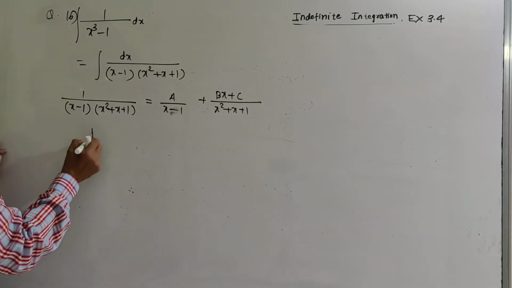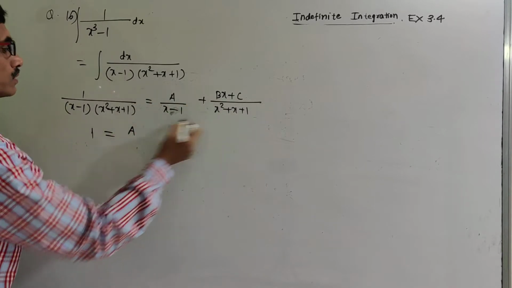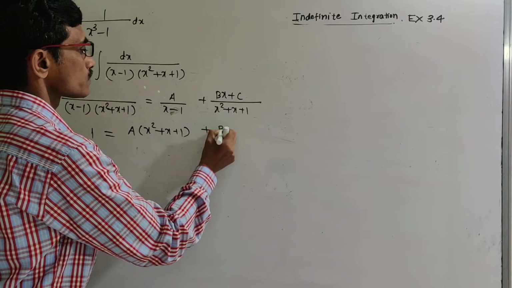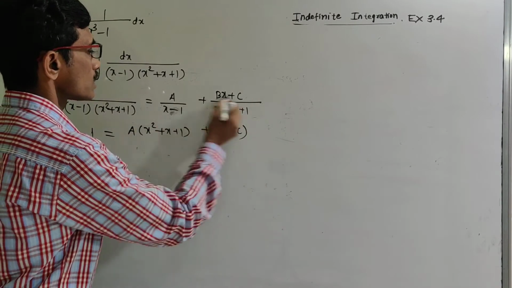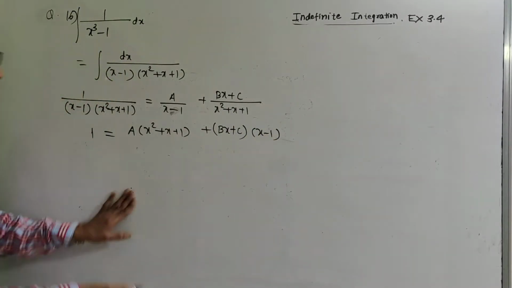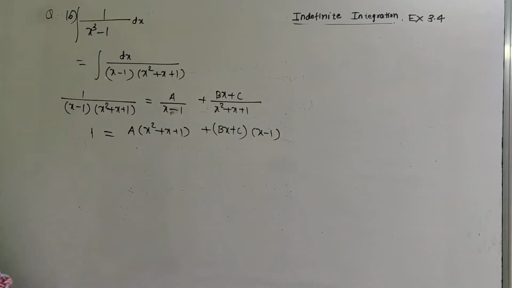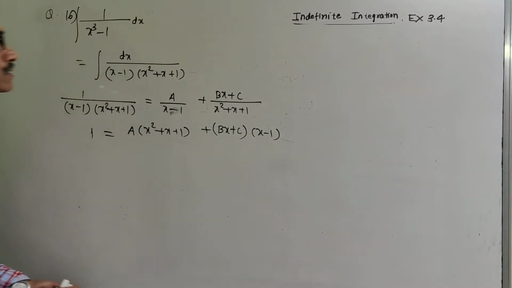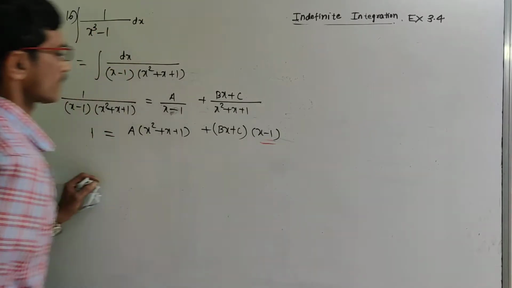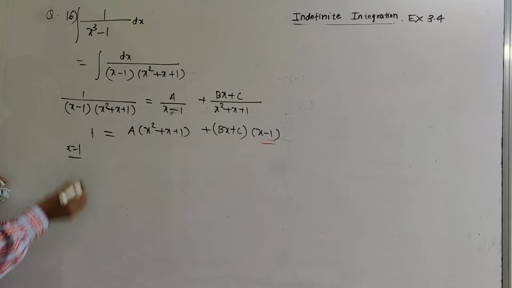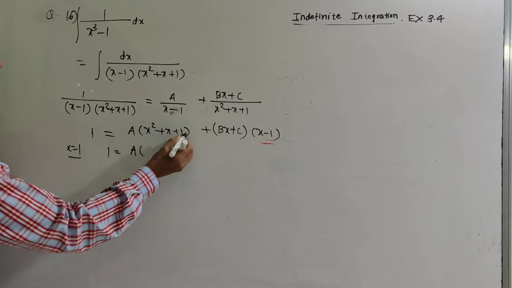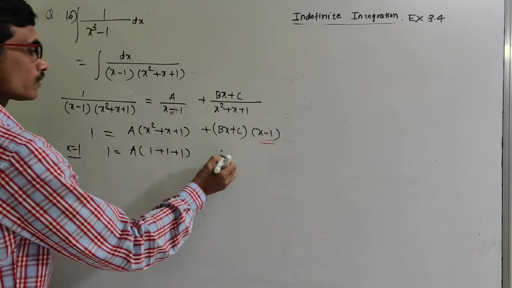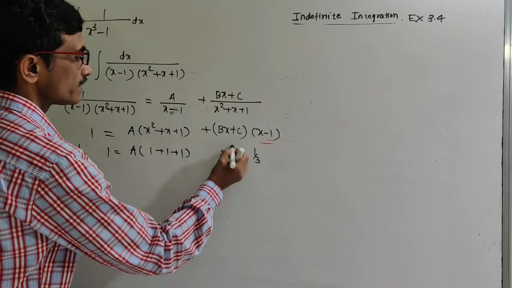So the numerator is 1 here, equal to a into x square plus x plus 1 plus bx plus c into x minus 1 by cross multiplication. Now if you put x equals 1 over here, then you will get a. We put x equals 1, so this will reduce to 0. So 1 is equal to a into 1 plus 1 plus 1, and this is 0. So you will get a equal to 1 by 3.